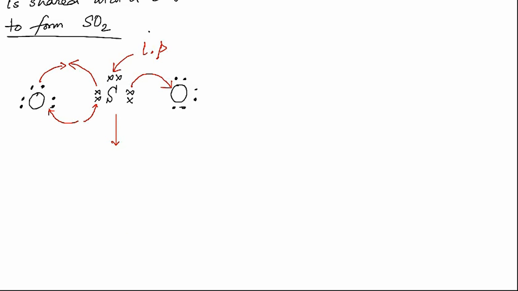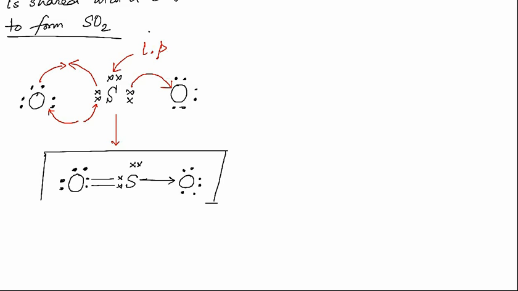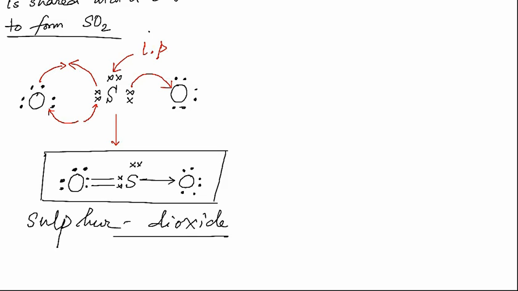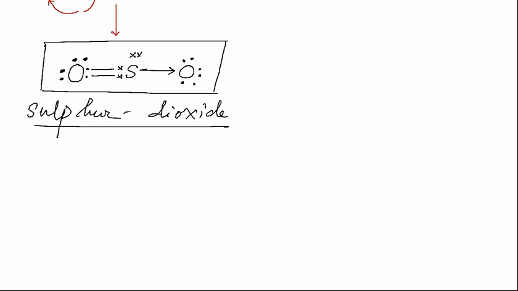So overall the structure of sulfur dioxide now stands as follows: you have oxygen, then a double bond, then sulfur. These two electrons are forming the double bond, and one lone pair of electrons is donated to the oxygen atom, and thus it gives rise to the molecule of sulfur dioxide. So this is how we can explain the formation of the sulfur dioxide molecule. Now our next query was that of the sulfur trioxide molecule.